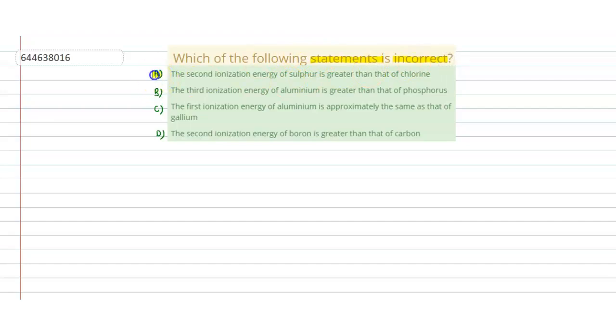Hello student, the problem is: which of the following statements is incorrect? So how do we find the incorrect statement? First we check all the options, and then we can say which one is the incorrect statement. So what is the A part?